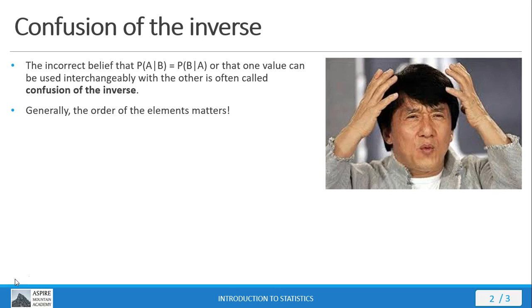Generally speaking, when you're calculating conditional probabilities, the order of your elements will matter. So oftentimes, the probability of A given B will not be the same animal as the probability of B given A. Now, that's not always the case. There are always exceptions to the rule.